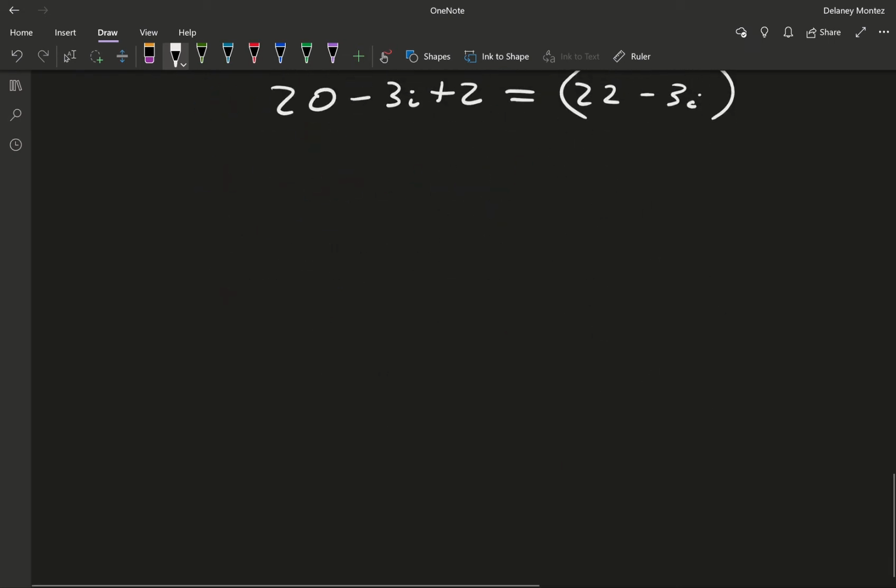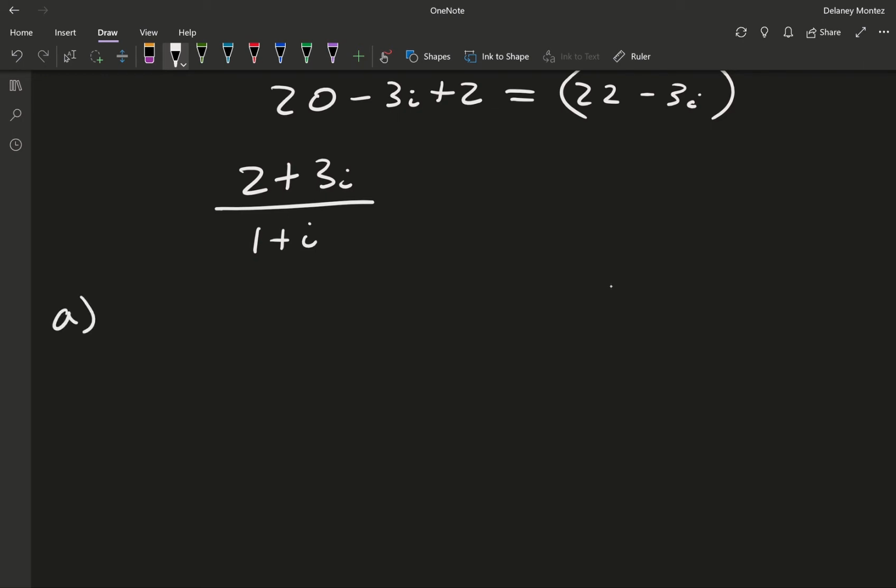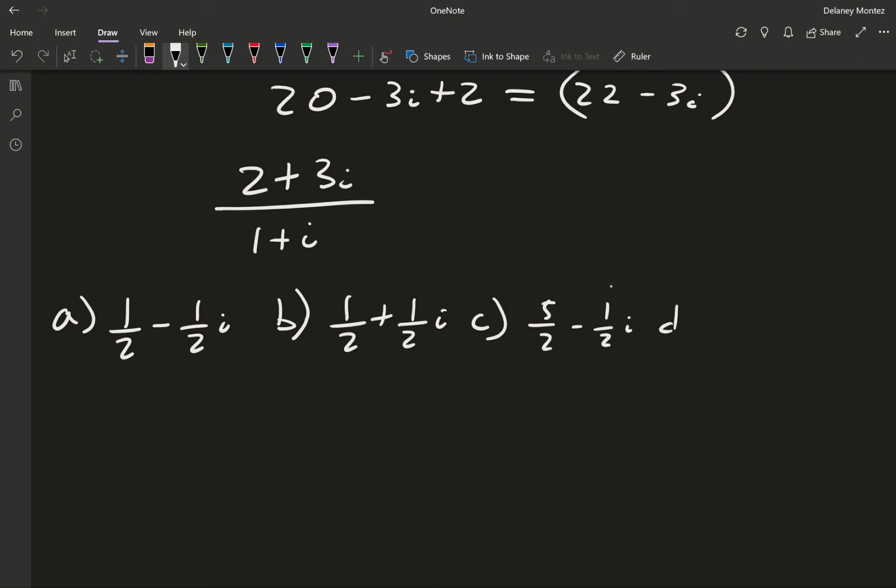Let's do one more. Let's see. So which of the following is equal to 2 plus 3i over 1 plus i? They give us a, b, c, or d.